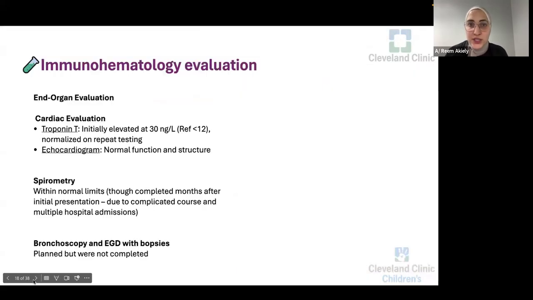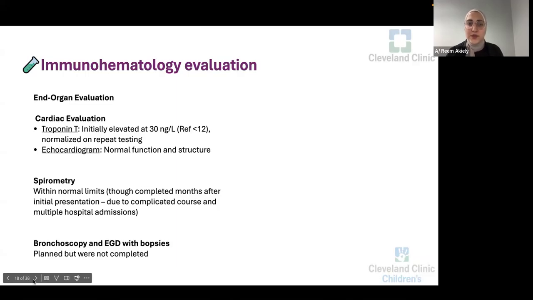Through our immunohematology clinic, we facilitated the end organ evaluation, starting with cardiac evaluation. Initial troponin testing was mildly elevated at 30, but then it normalized on repeat testing twice. We did an echo that showed normal function and structure. We did recommend spirometry, which was completed and showed normal limits.